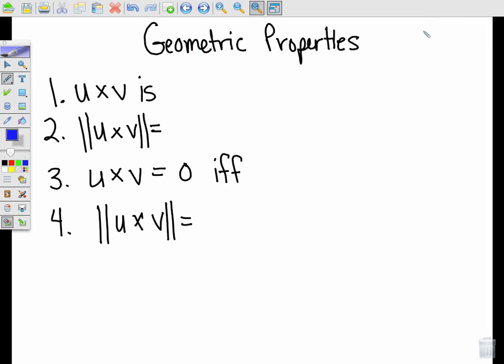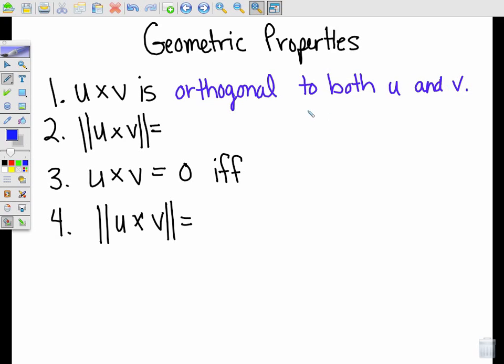We also have some geometric properties that we'll look at. We've got u cross product v is orthogonal. And remember what orthogonal means. It means that it's perpendicular to both of the vectors, the original vectors, so both u and v. So when we find the cross product, that result is a vector, and that vector is perpendicular to both of those vectors.